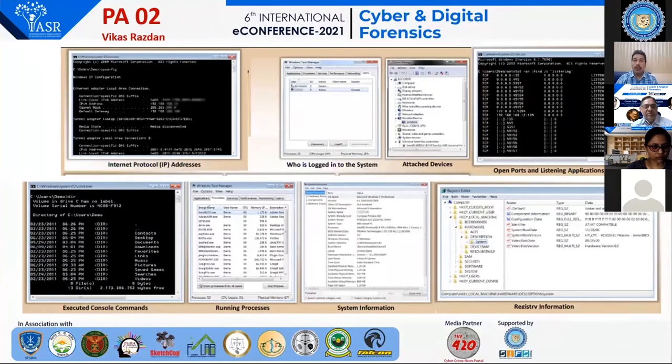These are the screenshots we have acquired while doing the live data acquisition. You can see the control panels, and we have the internet protocol addresses to which the computer has been connected. Attached devices are there. We can see the running processes and get the information of the PIDs, and of the devices that have been connected to the computer, any hard disk or USB drive. We can get the serial number of that drive also, and it's very important as an investigator.